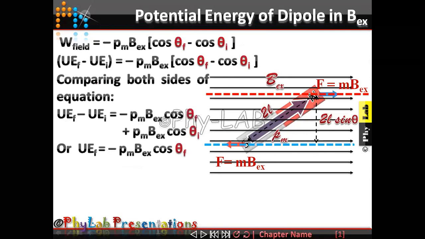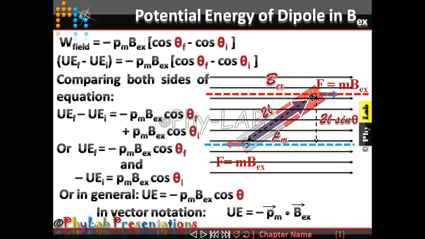So comparing this, you will get the expression for the potential energy of a bar magnet placed in a magnetic field as minus Pm B cos theta, or minus Pm dot B. So make a note of all these things.